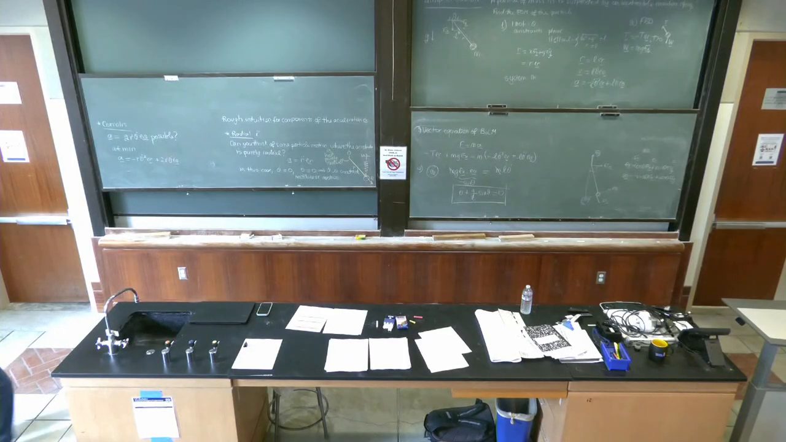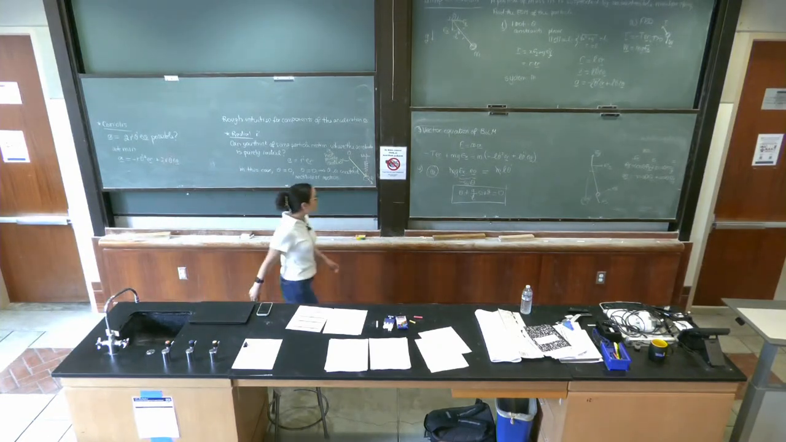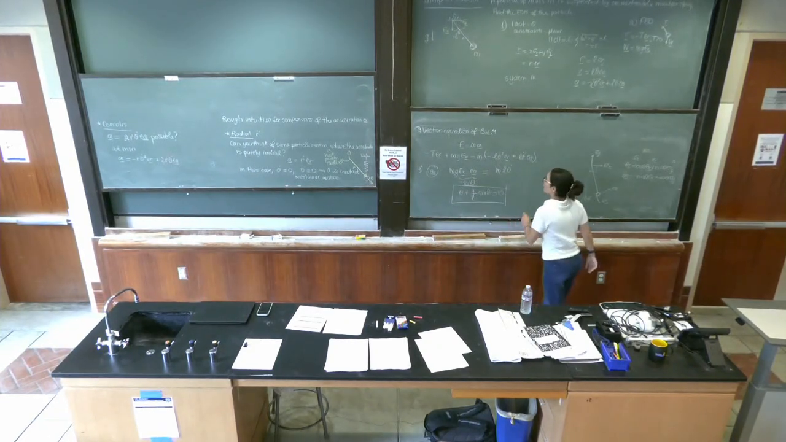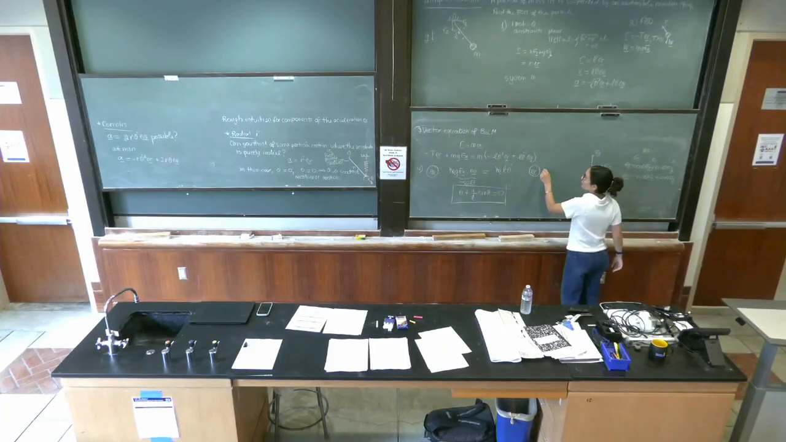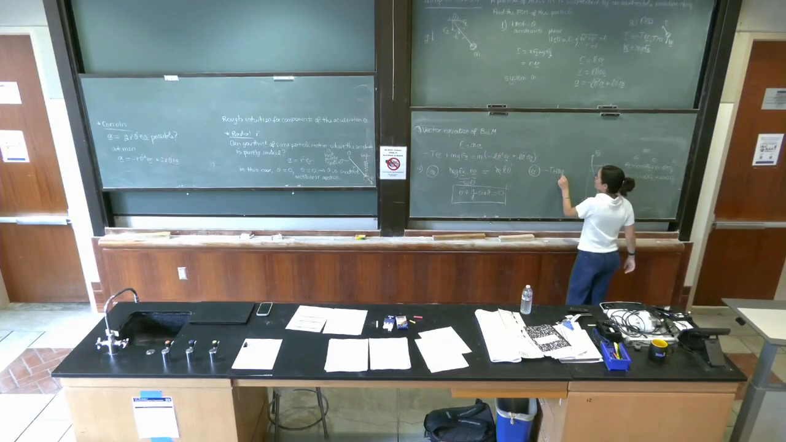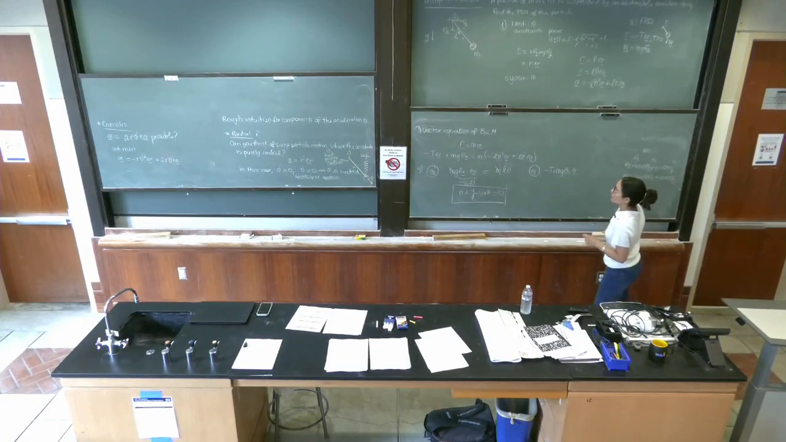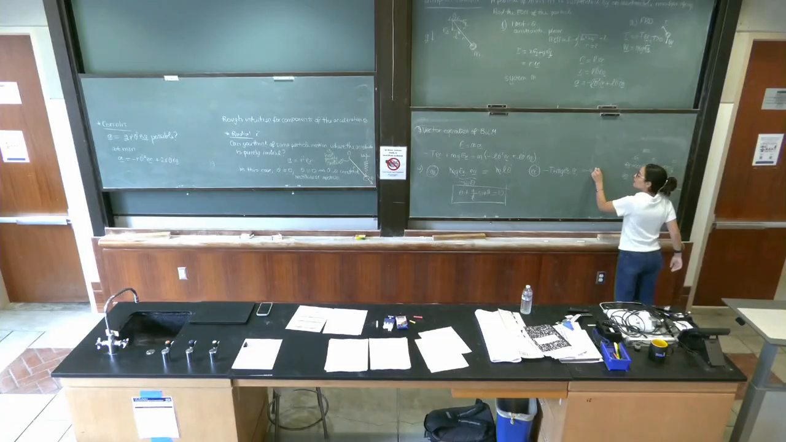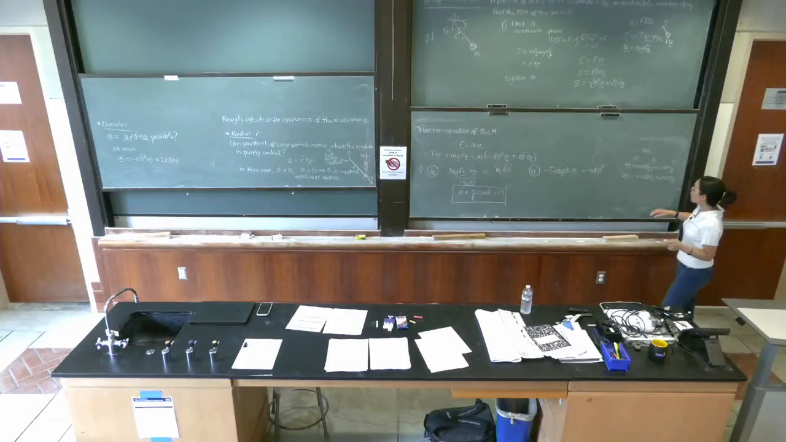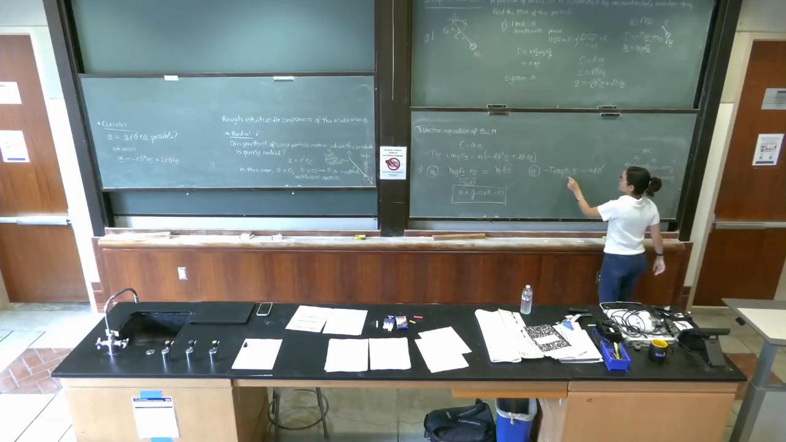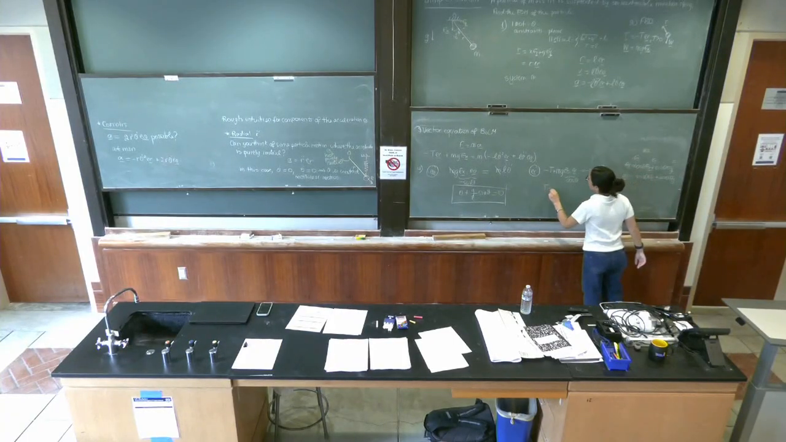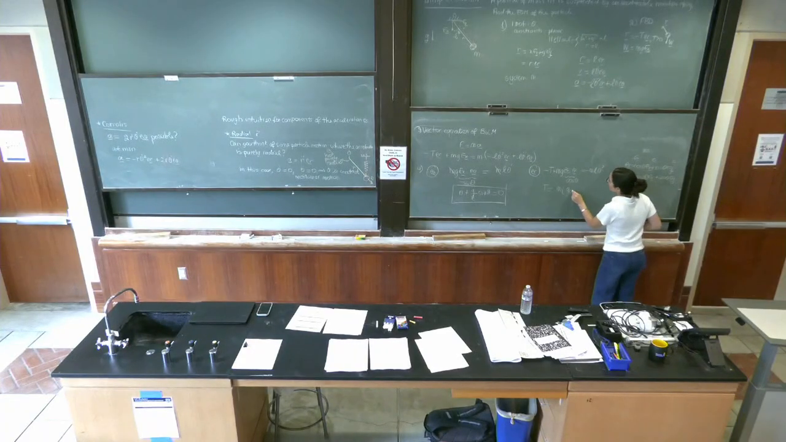Yes? Do you project along ER? Yes, I can project along ER. If I project along ER, I'll get minus T plus mg Ex dot ER is equal to minus mL theta dot squared ER dot ER, which is 1. What is Ex dot ER? That's cosine theta. So I'll get T is equal to mg cosine theta plus mL theta dot squared.